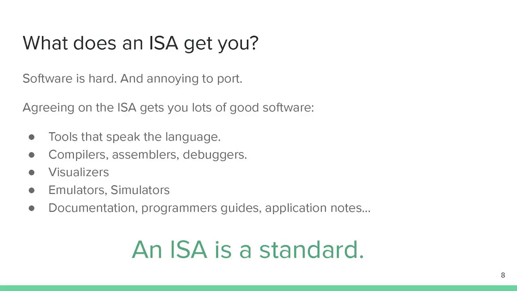And then you get all this great stuff like documentation and programmer's guides and application notes and things that you can find when you search on the internet and you go to Stack Overflow. There's actually answers there because people are using this ISA. So it's really important to understand that an ISA is just the standard. It's just what we agree on. It's not any sort of implementation. It's just the rules.